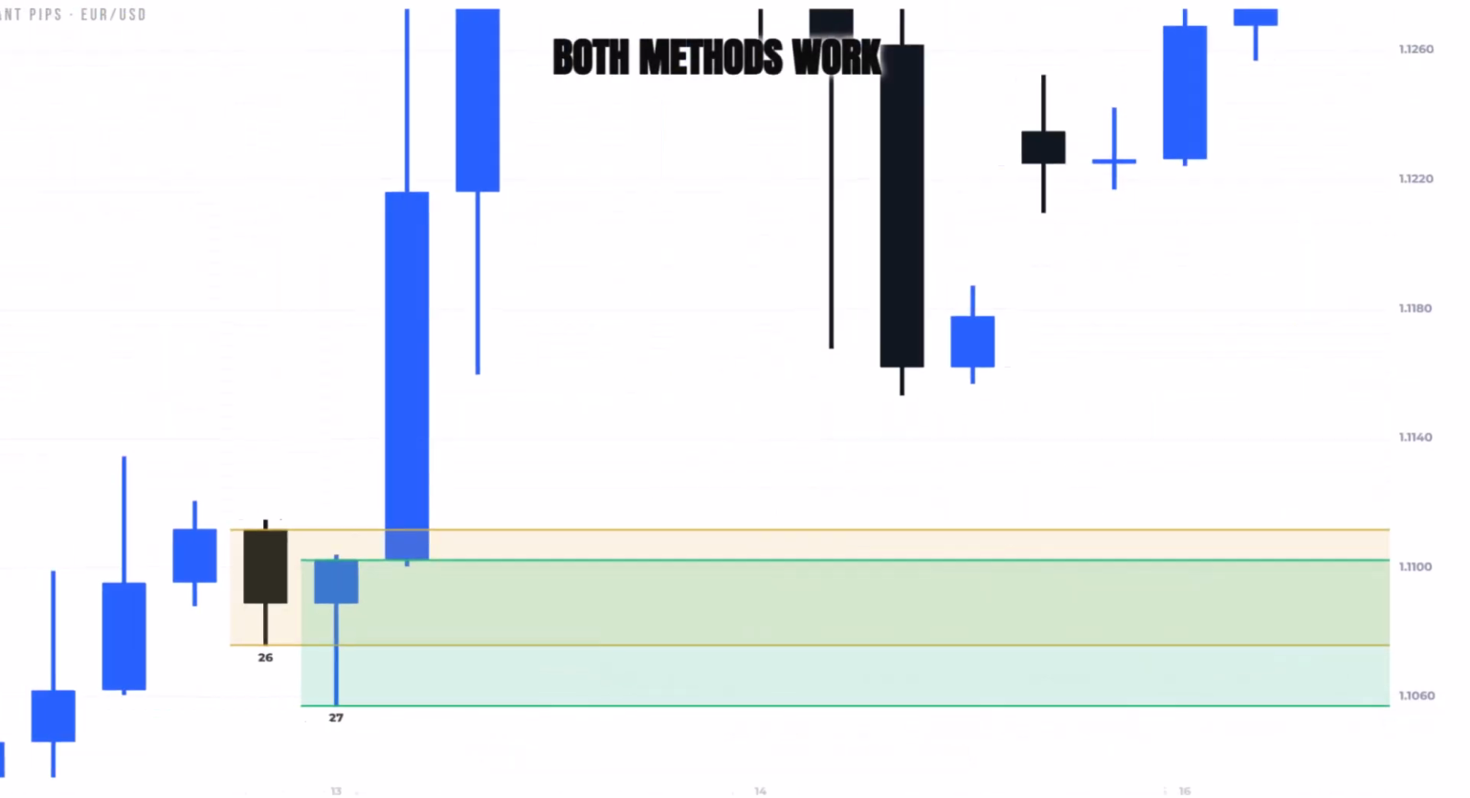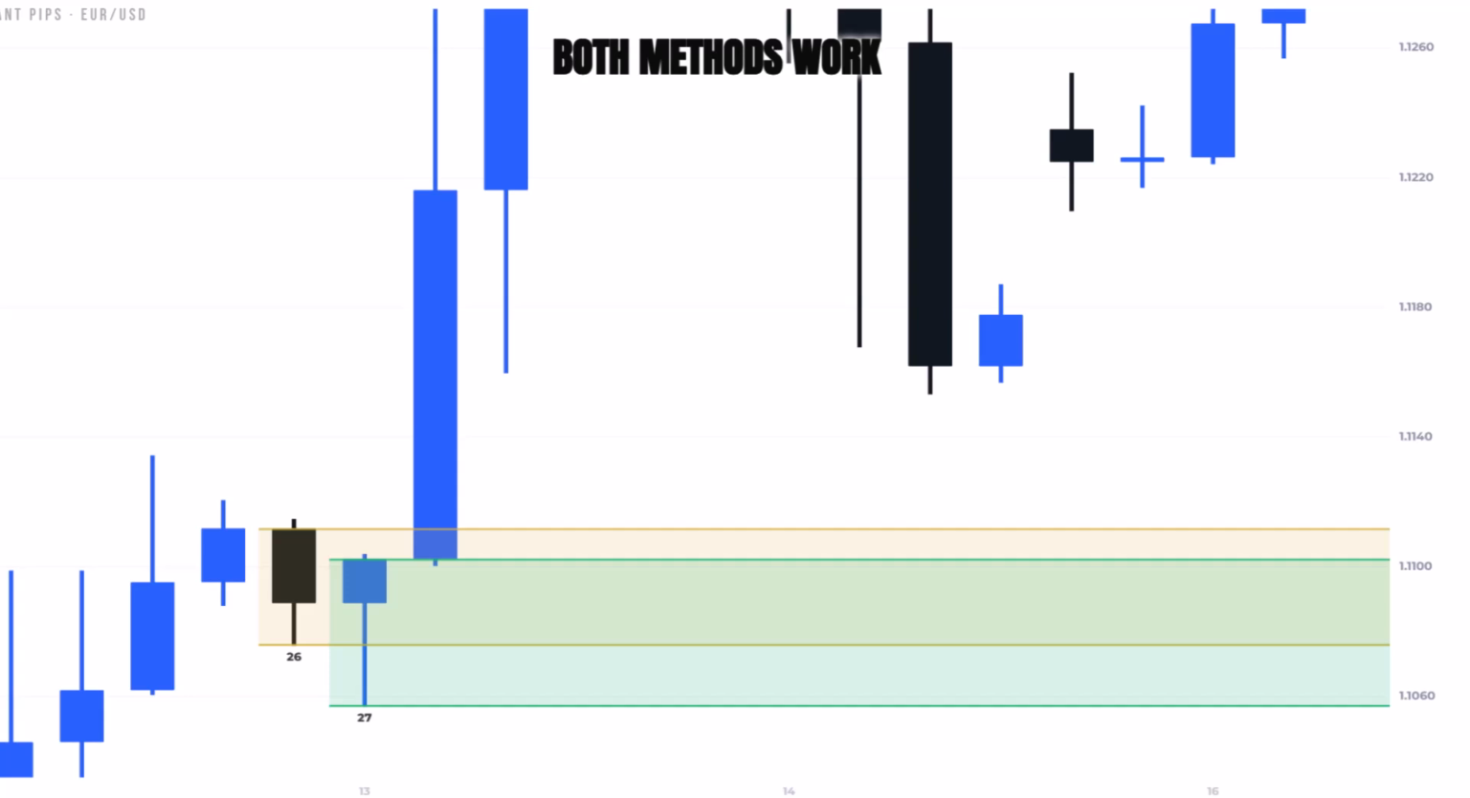Both methods genuinely work. Pick the one that fits how you see the chart, and then, and this is the important part, stay consistent with it. And that word right there, consistent, is the whole game. Unless you have a rule for how you mark these zones, they're subjective, and two people will draw them two different ways. And to have consistency in our trading, we have to be objective. Consistency matters far more than which rule you actually picked.